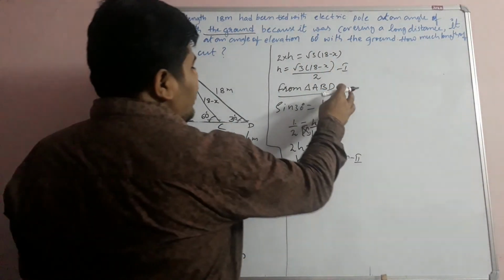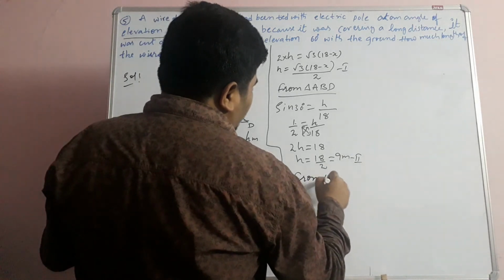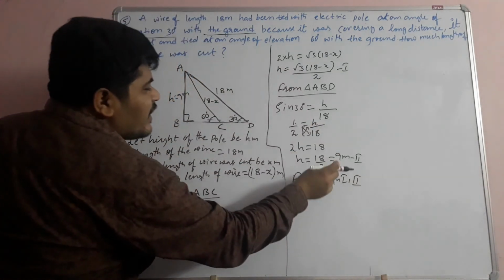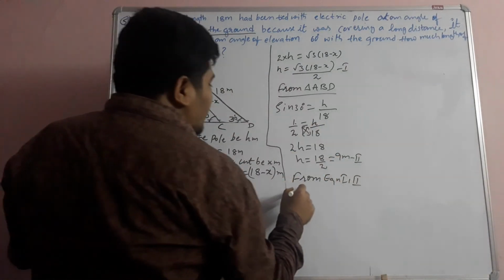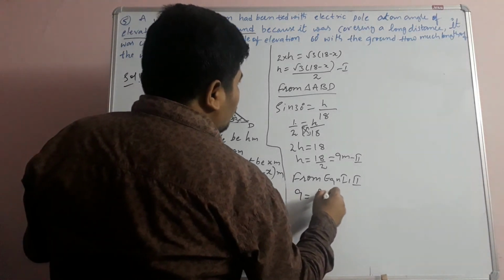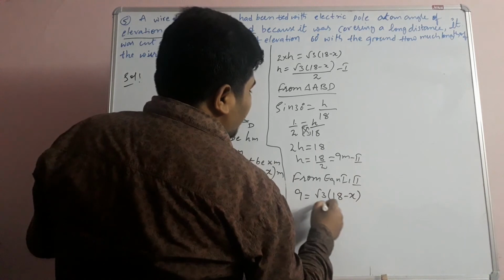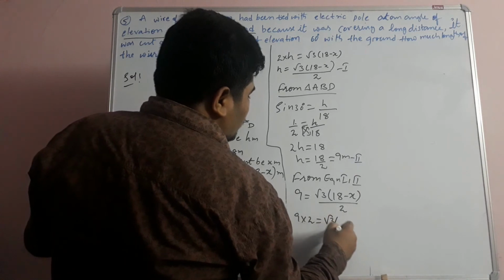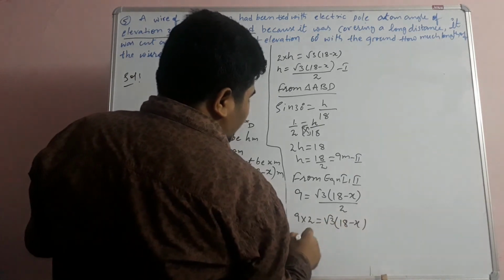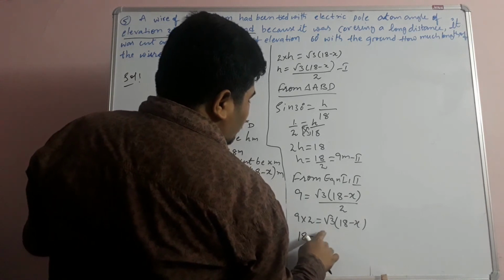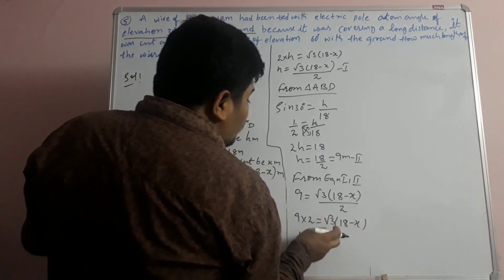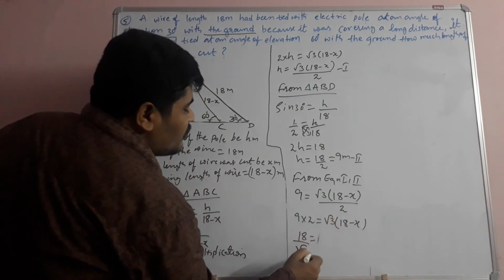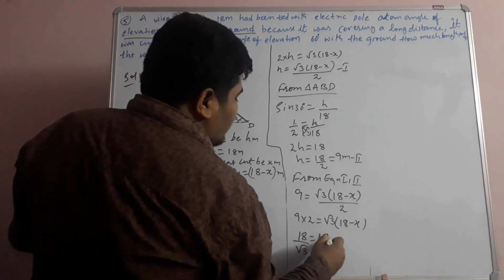From equation 1 and 2, children, here instead of h we can write 9. So 9 is equal to root 3 of 18 minus x by 2. So children, the divided by 2 becomes multiplied by 2, right? So 9 into 2 is equal to root 3 of 18 minus x. So 9 twos are 18. So 18 is equal to root 3 into 18 minus x. So you transpose this root 3 to the left hand side, into becomes divided by. So 18 by root 3 is equal to 18 minus x.